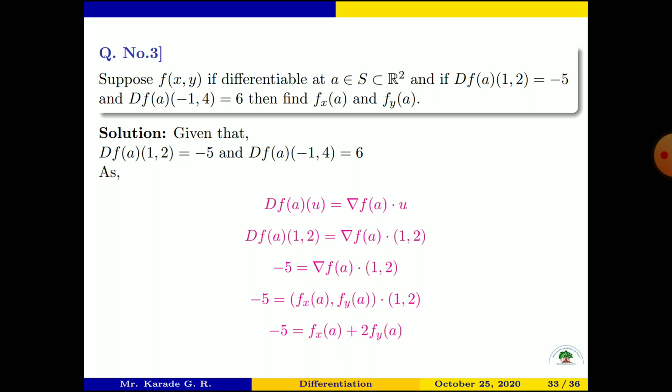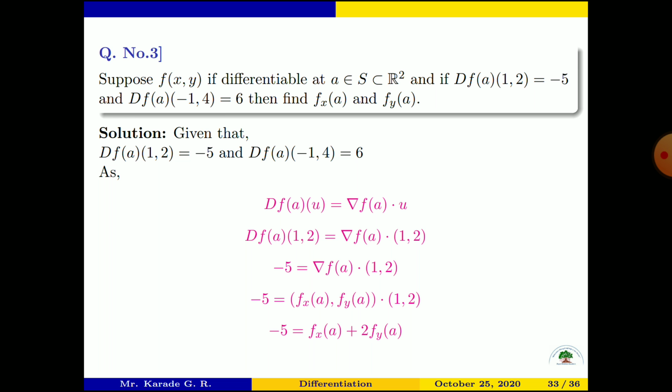Solution: it is given that the total derivative of f at point A along the vector 1 comma 2 is equal to minus 5. Also given that the total derivative of f at point A along the vector minus 1 comma 4 is equal to 6. As we know the relation between total derivative and directional derivative, total derivative and gradient of function f, we have total derivative of f at point A along vector u is equal to gradient of f at A dot product with vector u.